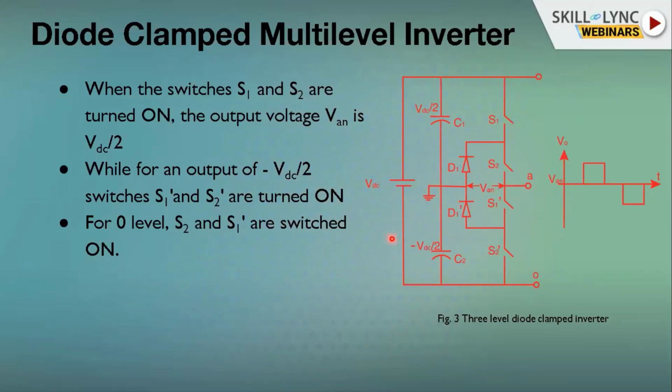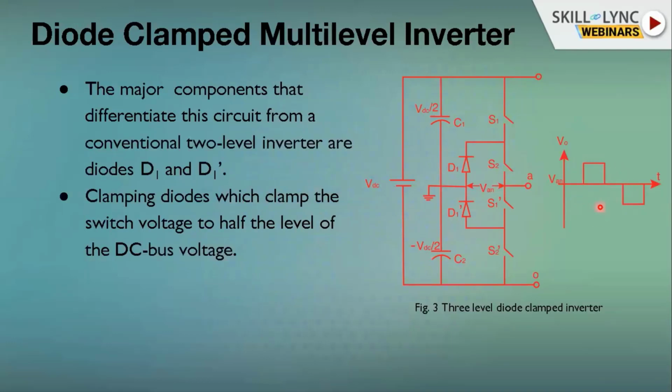And as I mentioned in the first place, why it is called, say, neutral clamped or diode clamp is because you have S2 and S1 dash on, which will give you the 0 voltage. This, what you see on the right hand side, the graph, for how long duration you want to control this level depends on how long you control these switches, basically. That goes on to then the control methodology of it, which we will not look in detail right now. The major components that differentiate this circuit, basically, are the diodes, right? The clamping diodes, which will also, you can say, clamp the switch voltage to half the level of the DC bus voltage.